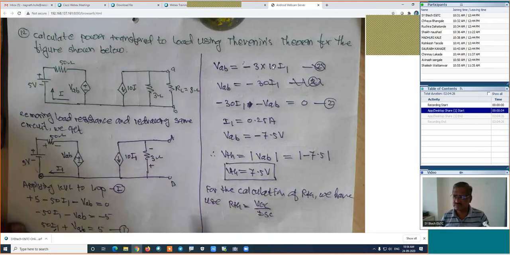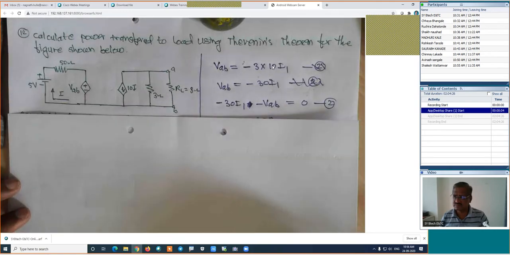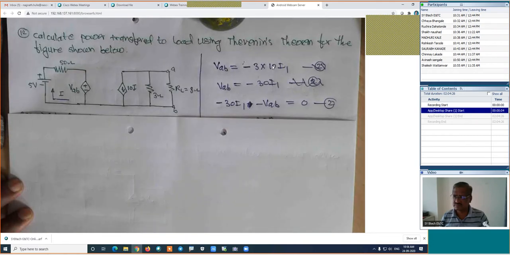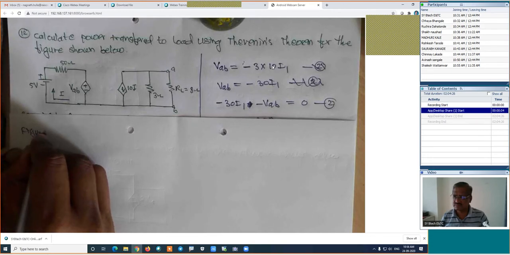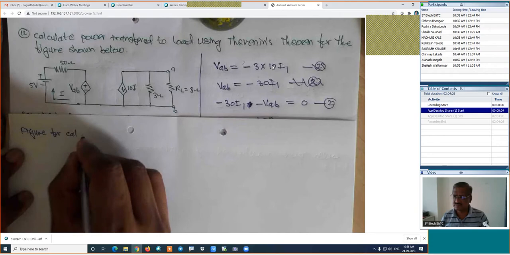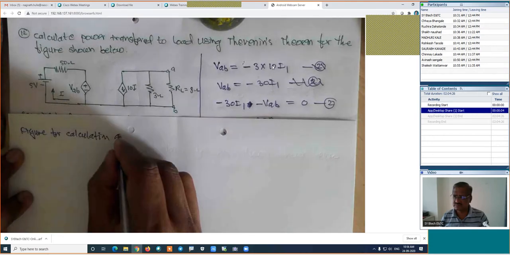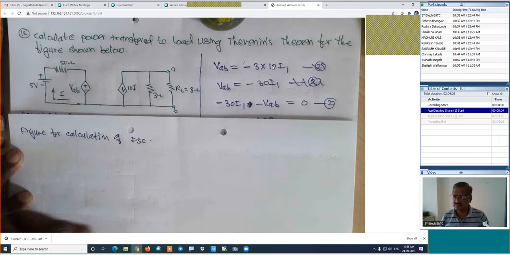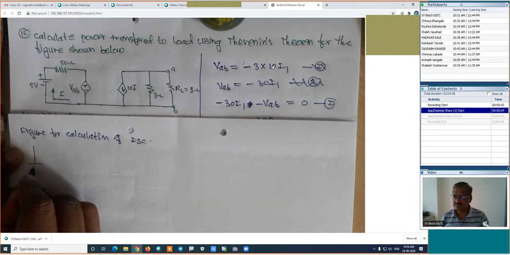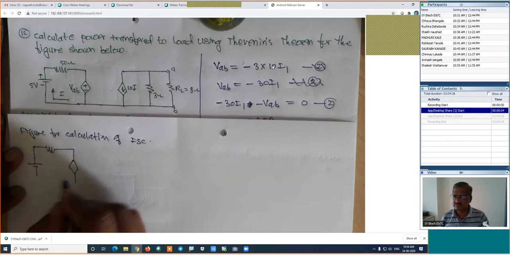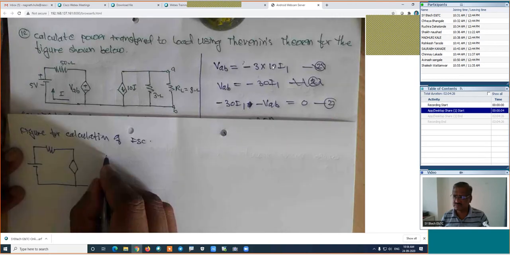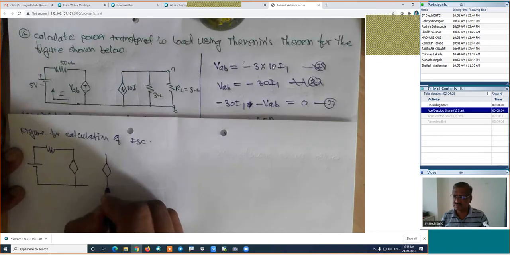Means we will draw the same figure. We will remove the load and we will short the output terminals, and we will find out the same value. Is it right? Now here I will use this figure. I will write here, figure for calculation of ISC. I will draw it. This is the figure for the calculation of ISC.